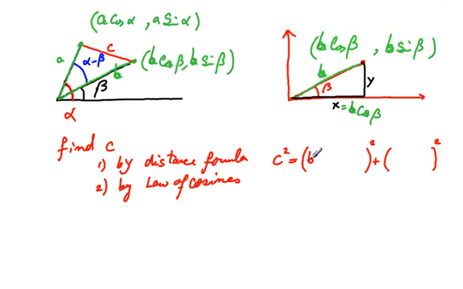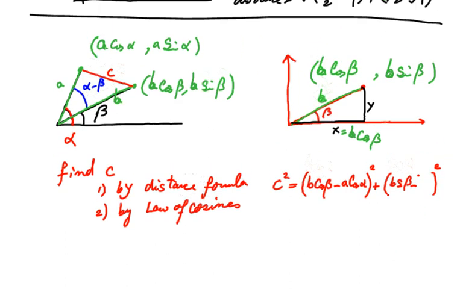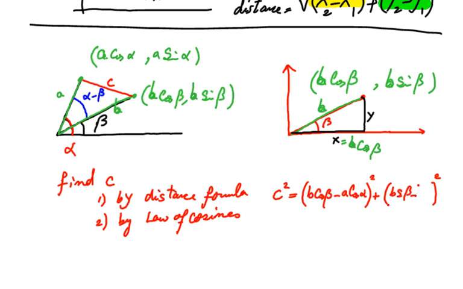Very good. B cosine beta. Excellent. A cosine alpha. That is difference of these 2 x's. That's the one leg. I get the leg and square it. And then I have a second piece. What's my second piece? Okay. We have to figure that out. It looks a bit scary, but we can do it.